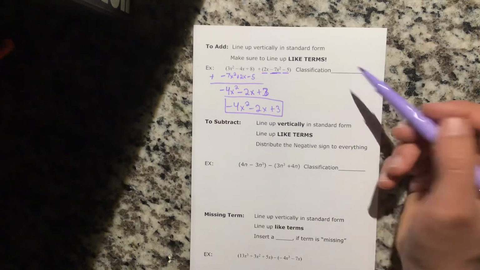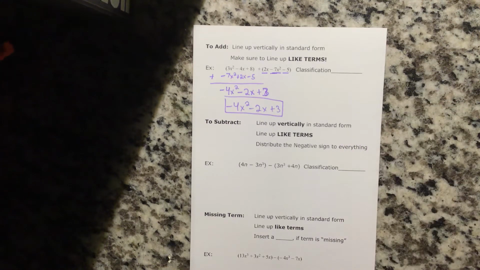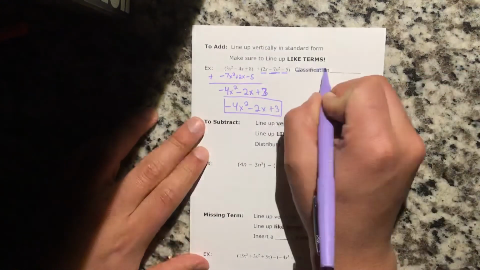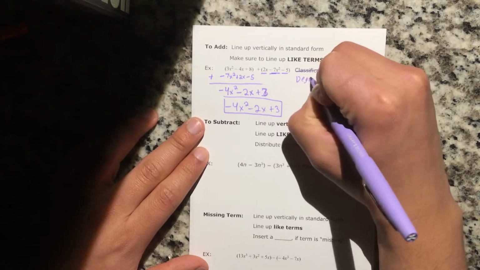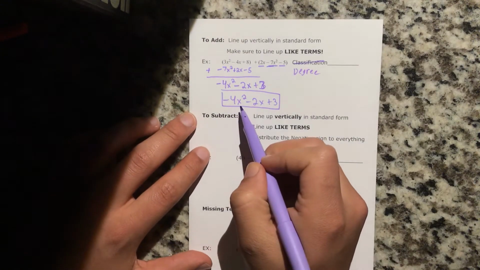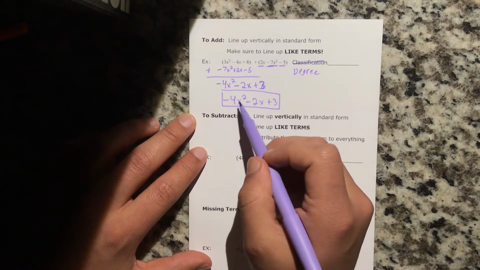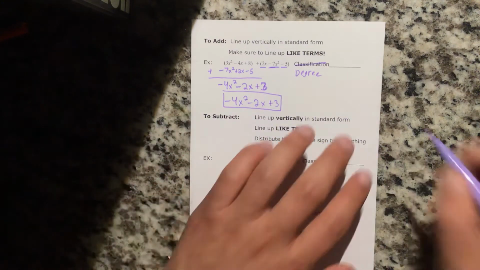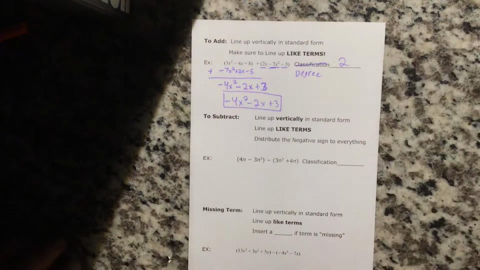And we're going to kind of ignore this classification thing for right now. I think it needs degree. Okay, so we're going to change that actually. We're just going to say degree because that's the word we've been using. And remember, the degree is the monomial with the largest exponent. So in standard form, that should be in the front. The exponent is a 2. So my degree is 2. Okay.